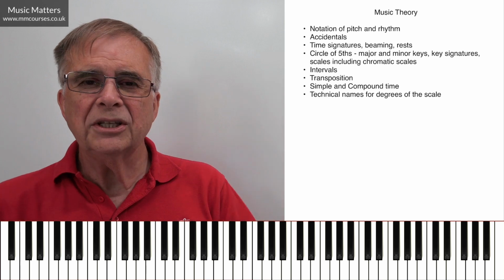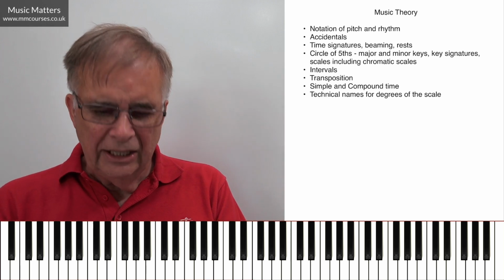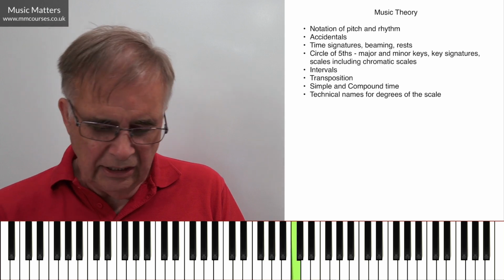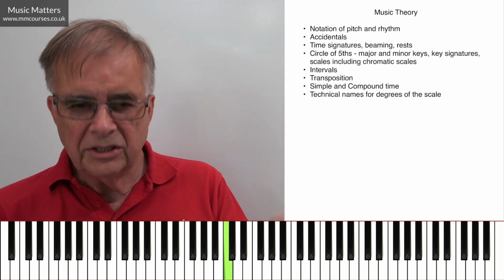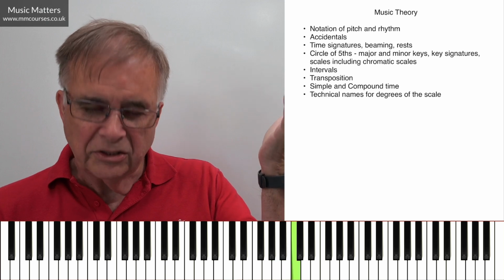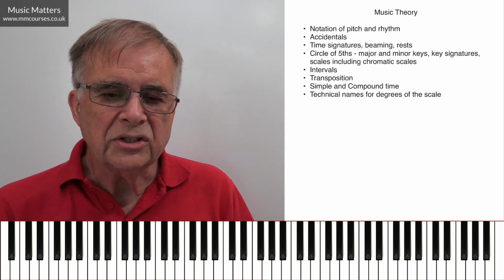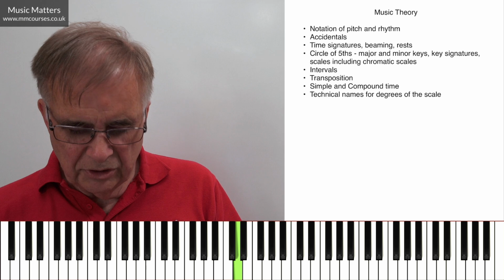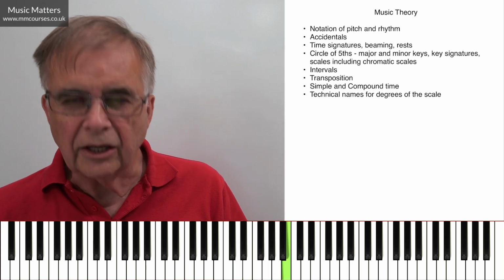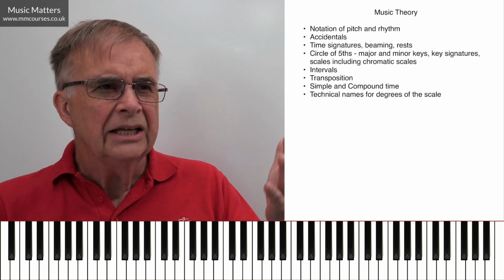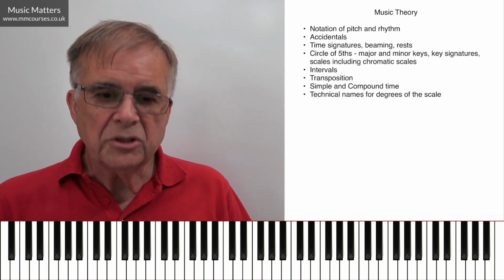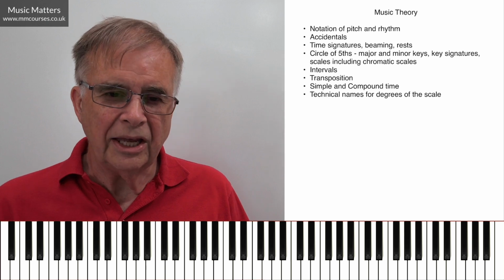Technical names for the degrees of the scale. Well, we can go up a scale, C, D, E, F, G, A, B, C. We can say first degree, second degree, third degree, fourth degree, fifth degree, sixth degree, seventh degree, back to the first degree. But we've also got technical names: tonic, supertonic, mediant, subdominant, dominant, submediant, leading note, back to the tonic. So names of the degrees of the scale, names of chords are based on the same system.